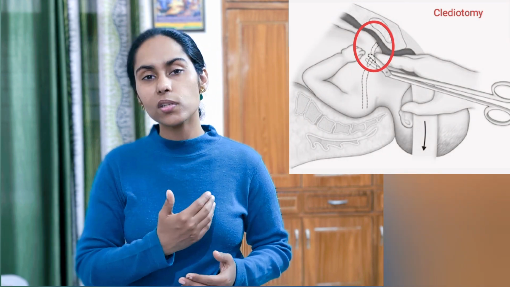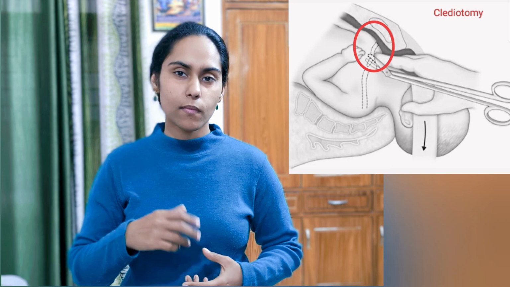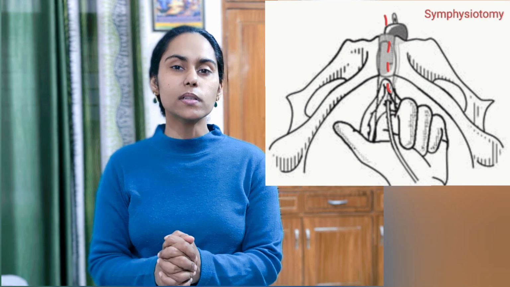Next we can have cleidotomy. Basically that refers to the intentional fracture of the clavicle. Next we have a symphysiotomy. That basically refers to the separation of the pubic symphysis so that the diameter of the pelvis can be increased, so that it relieves the shoulder dystocia. All these destructive procedures are performed very rarely.